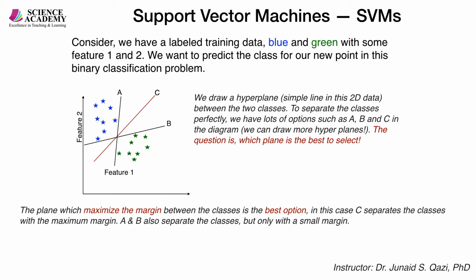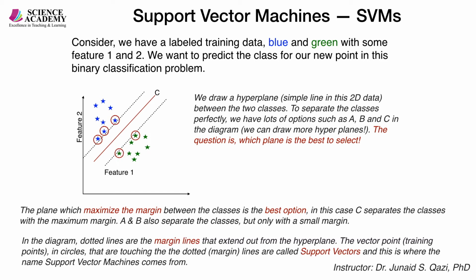If we recall our previous slide, we said the plane which maximizes the margin between the classes is the best option. In this case, plane C is separating with maximum margin. So we are going to select C as the best option. A and B also separate the classes, but only with a small margin. Let's consider C only and remove A and B.